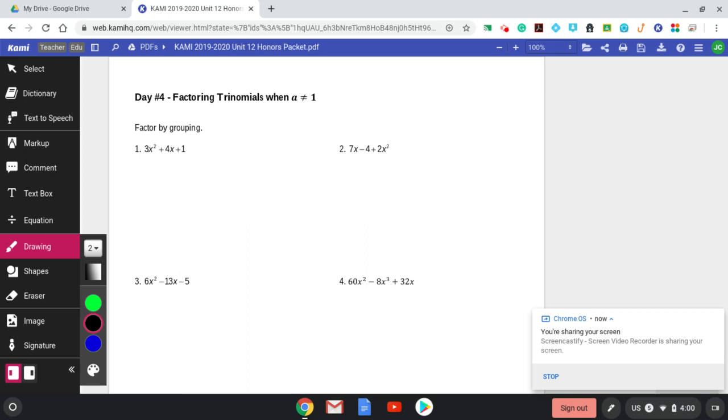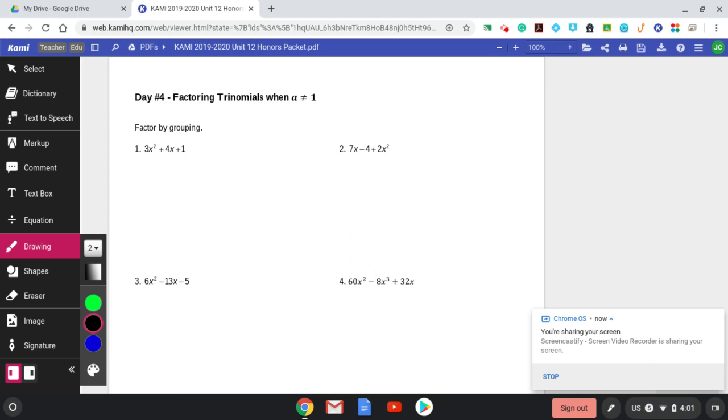Here's what I want to do today: factor when the number out in front is not 1. The way we're going to do that is by grouping. Let's get right into it. Take a look at number 1. You have 3x squared plus 4x plus 1.